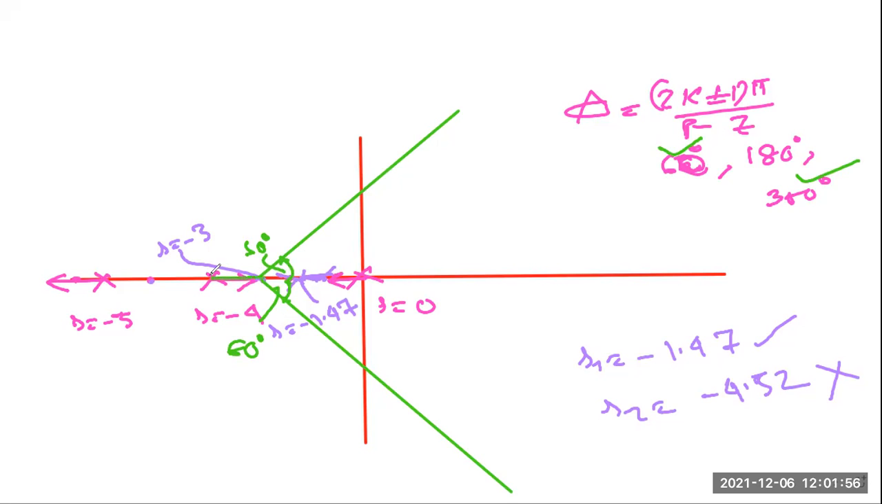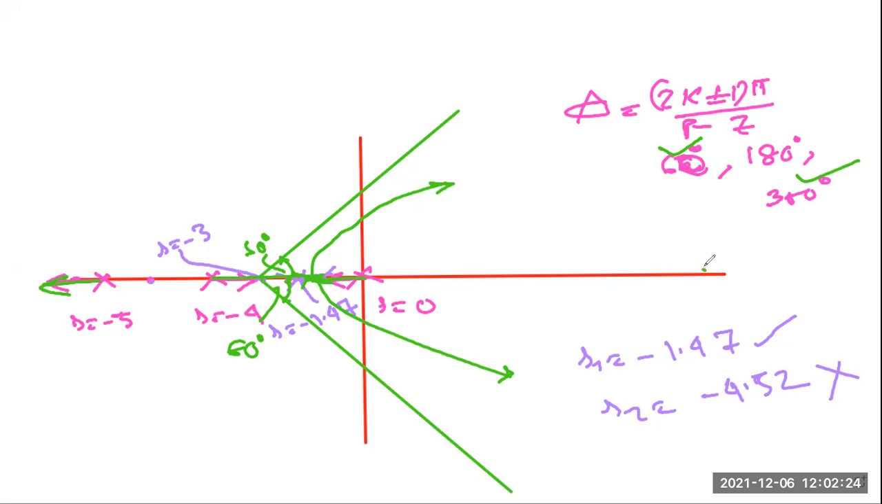I have told you at the beginning, and it will meet at -1.47 because this is your breakaway point. So here they will actually meet, and then they will follow the asymptotic path. This will be the direction of the root locus, and another root locus will move in this direction. So this is the complete plot of the root locus.